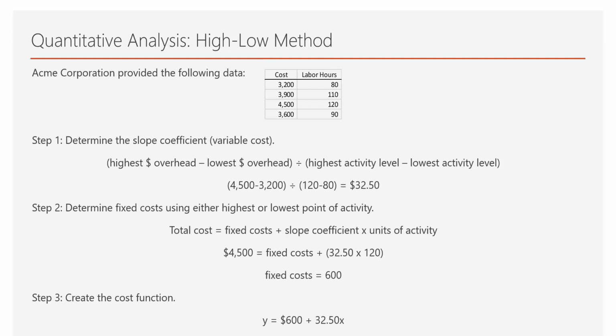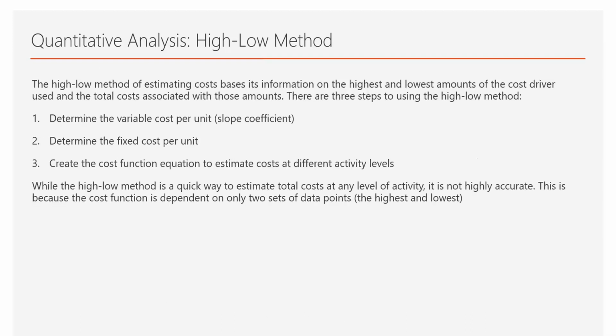So I'm estimating some costs, and let's say we're going to estimate costs at 100 units of activity. Well, then I would simply plug in 32.50 times 100. And that would give me what? 32.50 times 100 would give me 3,250, plus 600. And so if I ran 100 labor hours, then I would expect my total cost to be around 3,850.